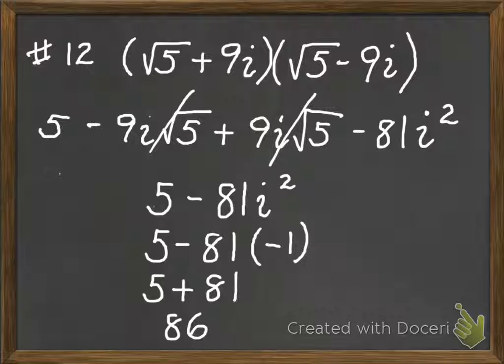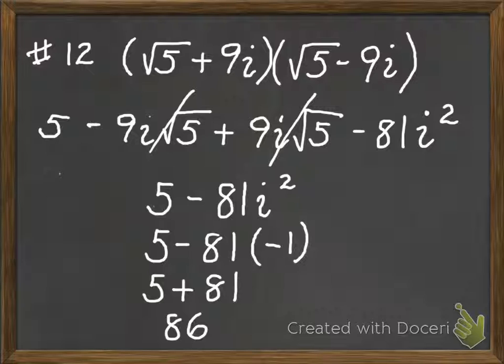Number 12. Here we have two complex numbers and we're multiplying them. The square root of 5, that's the real part, plus 9i, the imaginary part, times the square root of 5 minus 9i. Now notice those are the same binomials with opposite signs on the second term. So let's see what happens.